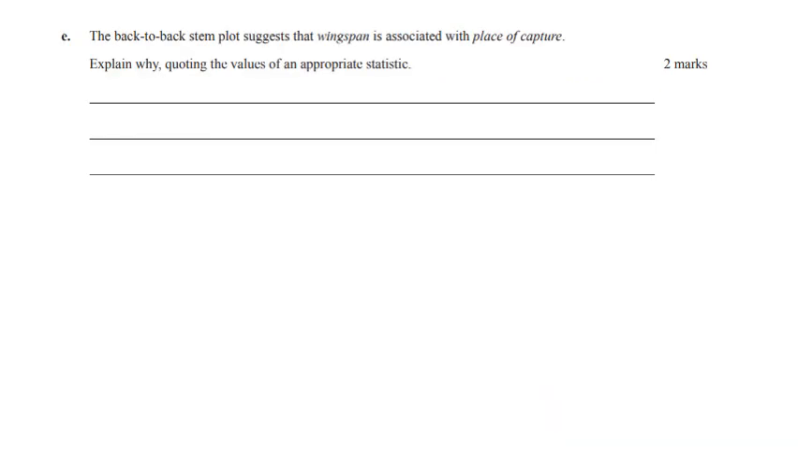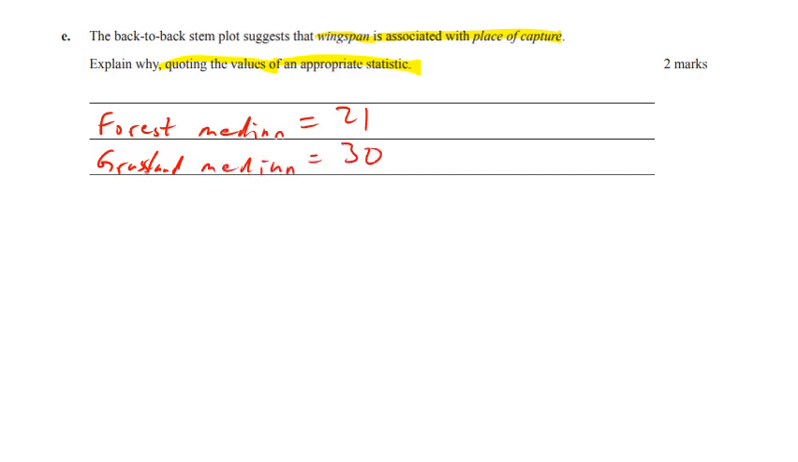Okay, this question wasn't answered very well. What they're asking for is that the wingspan is associated with the place of capture, but you've got to quote values of an appropriate statistic. Well, it's been talking about medians, so you need to quote the median. So for forest, the median was 21, and for grassland, the median was 30. So that's your 1 mark.